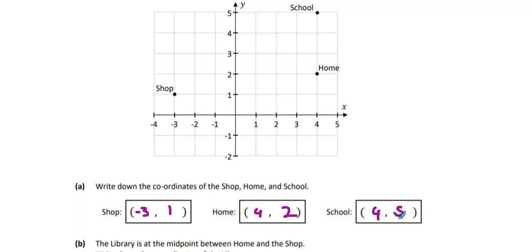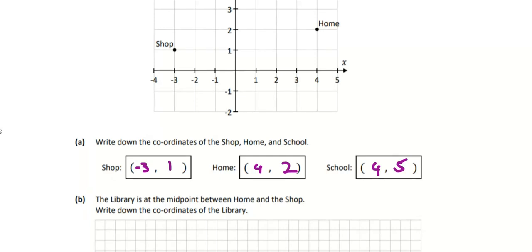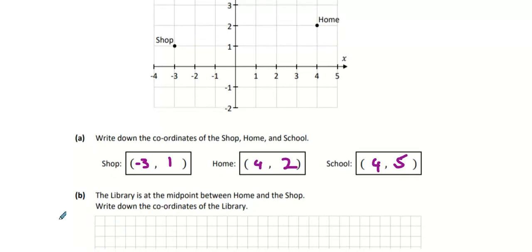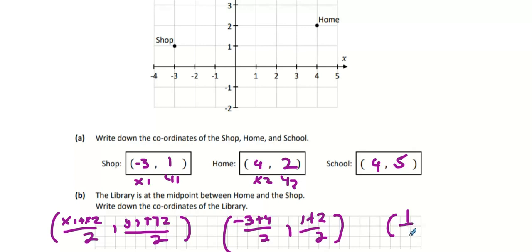The library is at the midpoint between home and the shop. To write down the coordinates of the library, you're going to use the midpoint formula, which is (x1 plus x2) over 2, and then (y1 plus y2) over 2. In this case, we are using the home and the shop, so that's x1, y1, x2, y2. So add them: minus 3 plus 4 divided by 2, and the other part is 1 plus 2 divided by 2. This means the library is going to be (1/2, 3/2).